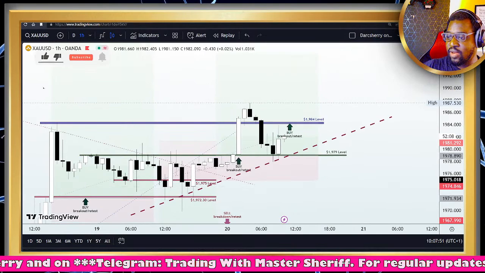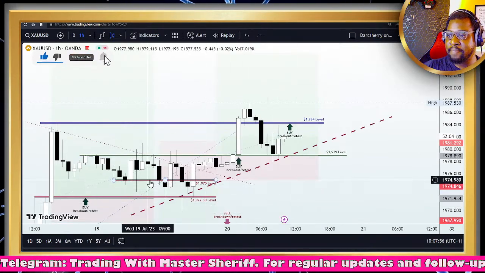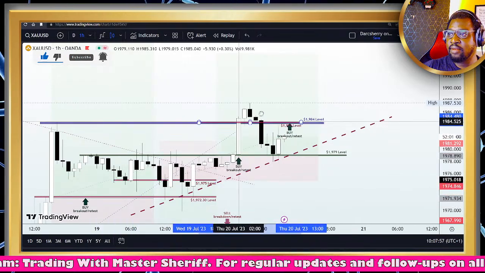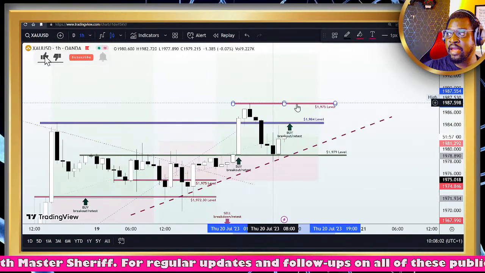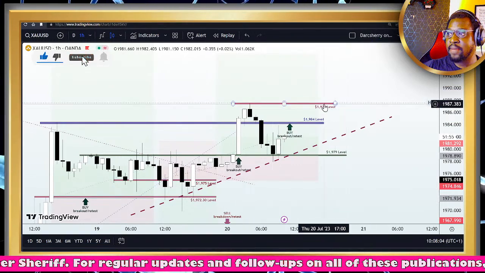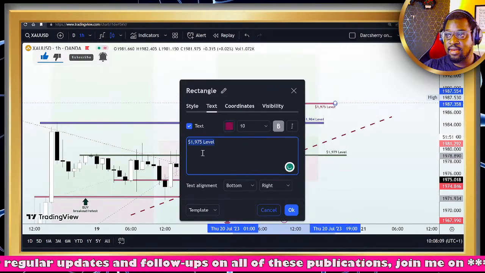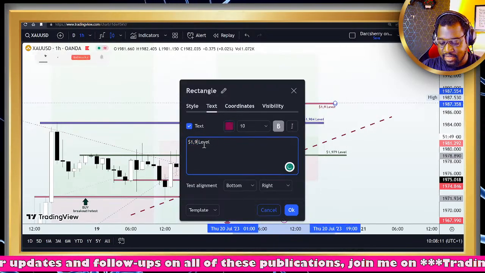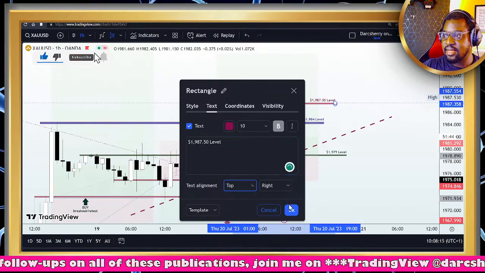Now, one more thing I would like to state here again: we have another structure here, another level, which is the highest point price action has gotten to for this week. Another area we can also use to capitalize on the next move. So we have it at the $1,987.50 area. So we just mark that level out on our chart.